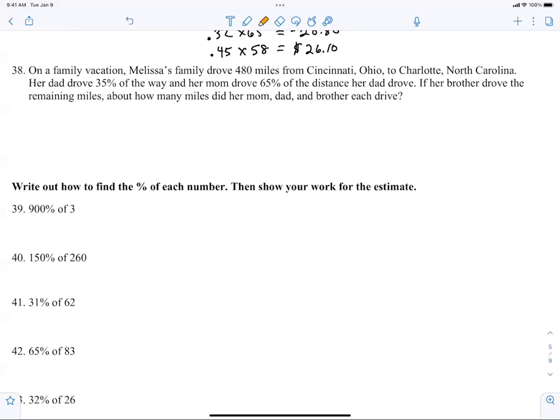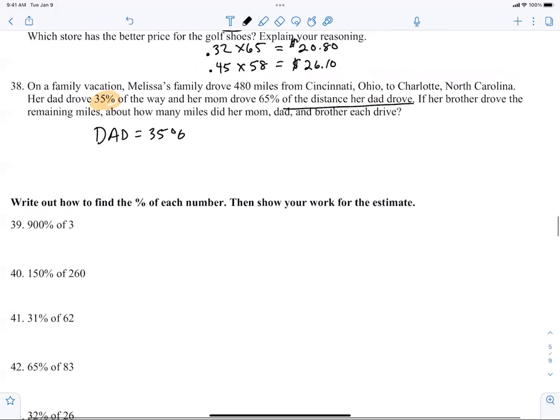I have a question. Her dad drove what? 35%. So let's put that down. Dad equals 35%. And her mom drove 65% of the distance her dad drove. So what did her dad drive? How do we figure that out? I found 35% of 480. Right, so let's do 35% times 480 and tell me what that is. I got 168 miles he drove. All right, so the dad drove 168 miles.